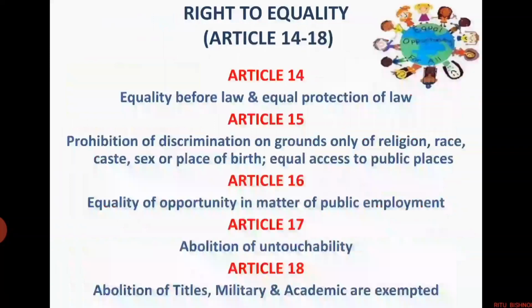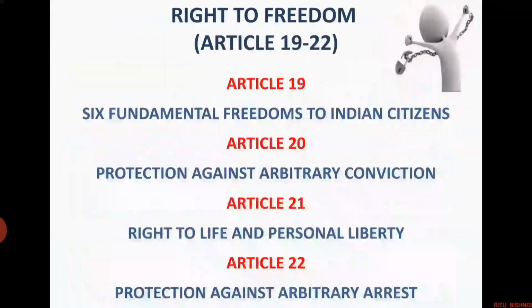Article 17 abolishes untouchability. It is now a punishable offence. Article 18 abolishes all titles such as Rai Bahadur, Zamindar, or Talukdar as given during the British rule. However, titles those of academics and military distinction such as doctor, colonel, brigadier are exempted.